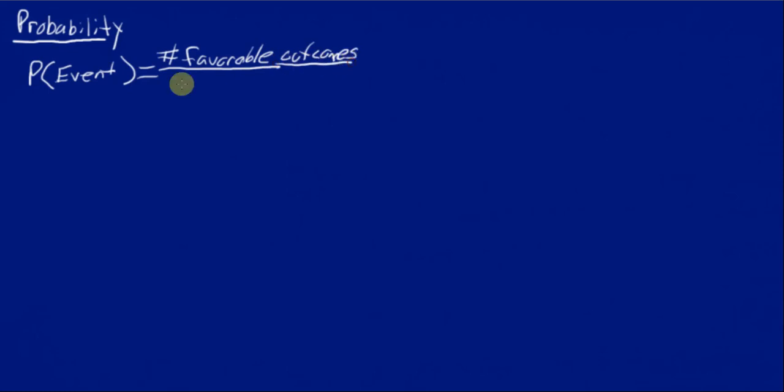So the most basic of probability is we're going to write P for probability, and inside parentheses, we're going to put an event of what we want the probability of. And the probability of an event is the simple ratio of the number of favorable outcomes over the total number of outcomes.